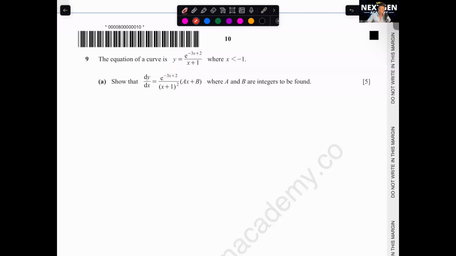This will be quotient rule, right? Quotient because it is a function divided by a function. So we're going to use u equals e to the power of -3x plus 2, v equals x plus 1. u prime, you differentiate it, is -3e to the power of -3x plus 2. v prime will be 1.